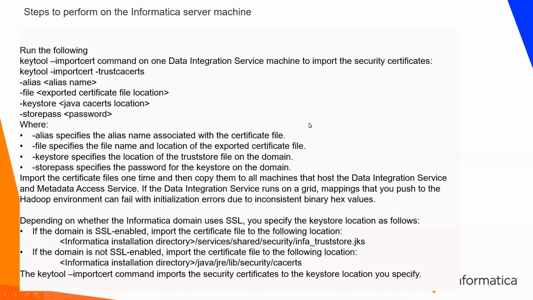Once you get the certificates from your Hadoop team, you can import them using the keytool -import command: keytool -import -alias with the alias name which you have used, the file, the keystore, and the store path. If you are connecting to an SSL-enabled domain, then you need to import into infa_trusted.jks. If you are connecting to a non-SSL-enabled domain, then you need to import it into the cacerts.